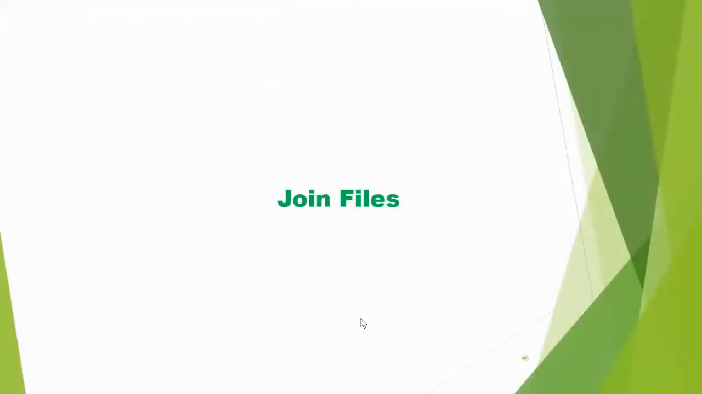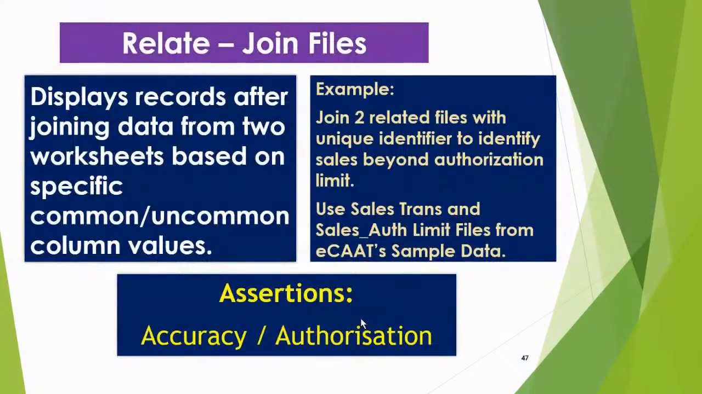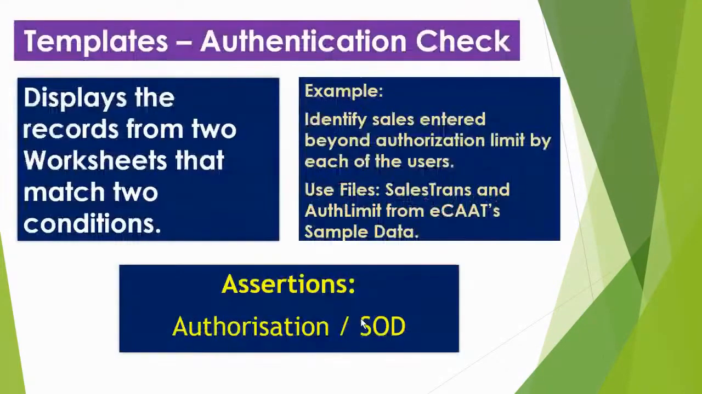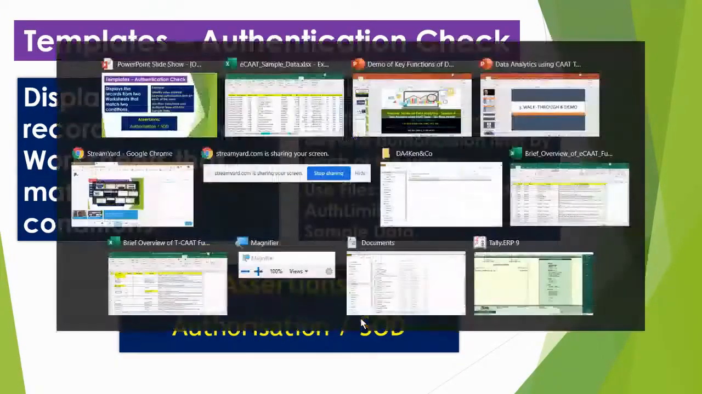Okay, maximum variance factor is similar, I'm not showing. Join file is similar to the VLOOKUP function, where you can join 2 files and show. Okay, I'll do the authentication check. What is authentication check? So I want to find whether the authorization has been completely and correctly performed. Not just completely, correctly performed. Okay, let me show the example.